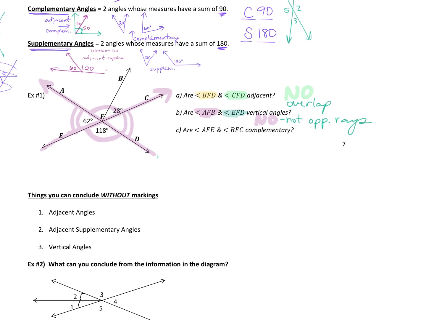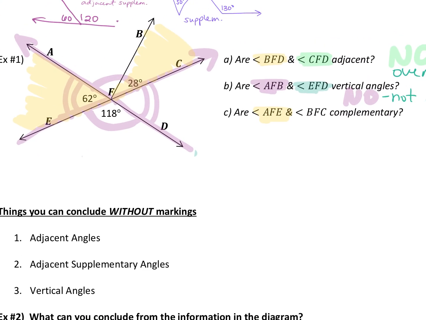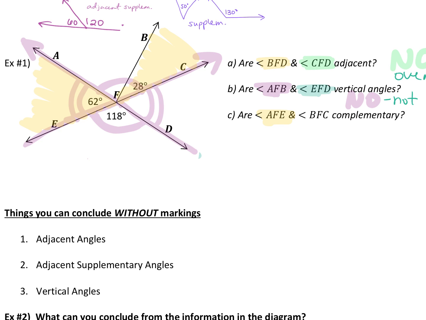Okay, last thing. Are AFE and BFC complementary? Here's AFE, and BFC. They have a sum of 90, right? So if we go 62 plus 28, it equals 90, which means the answer is yes. Those are complementary. Okay?